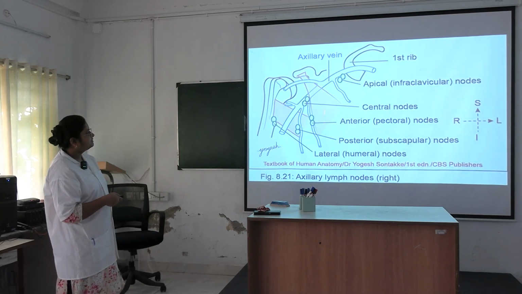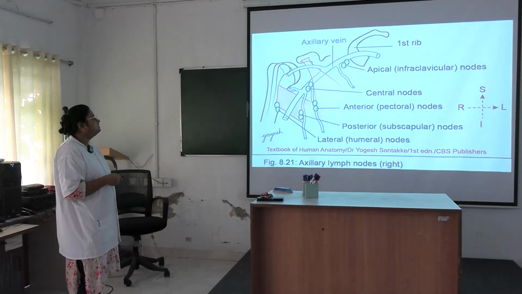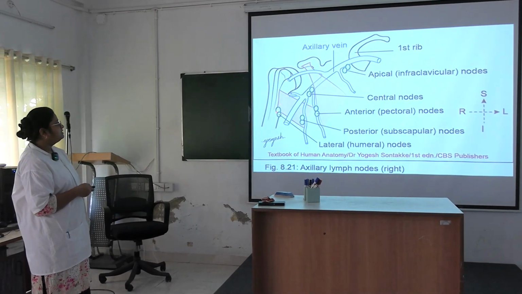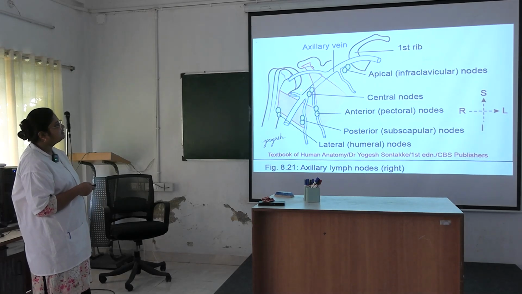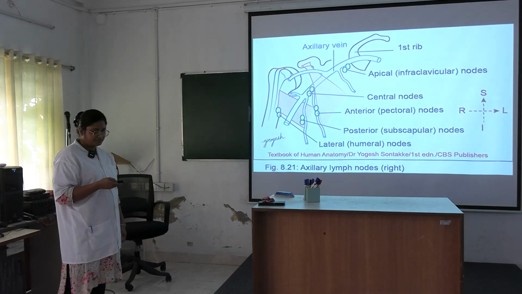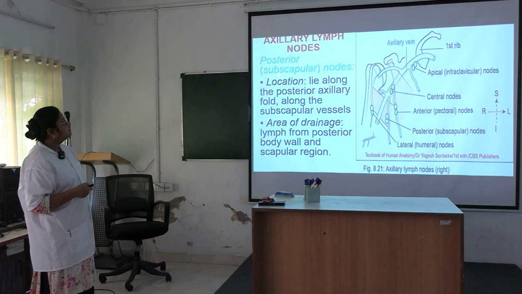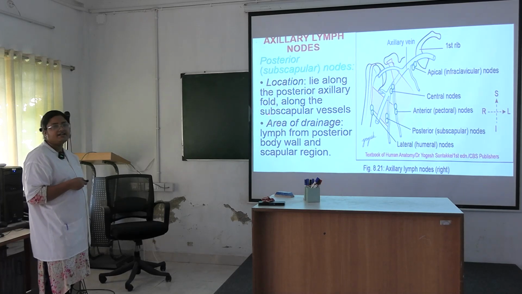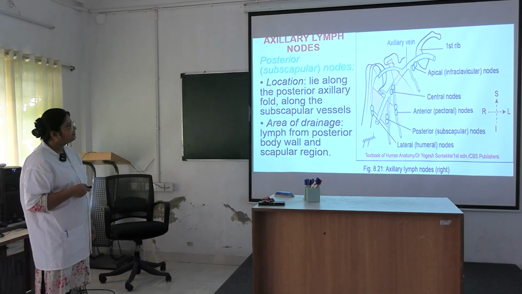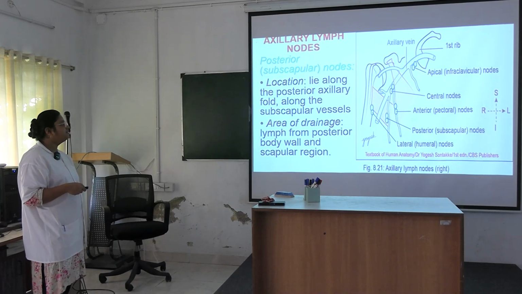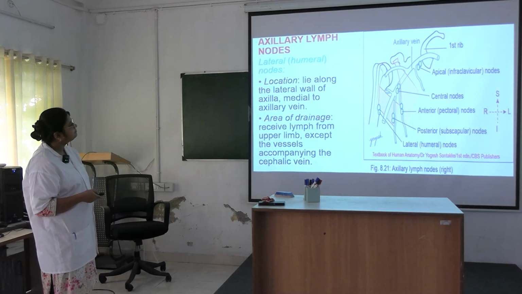See here the locations. These are the anterior or pectoral nodes. These are the posterior or subscapular nodes. Here is the humeral or lateral nodes, this is the central nodes, and this is the apical or infraclavicular nodes. So, posterior or subscapular nodes lie along the posterior axillary fold along the subscapular vessels. Area of drainage: lymph from the posterior body wall and scapular region.